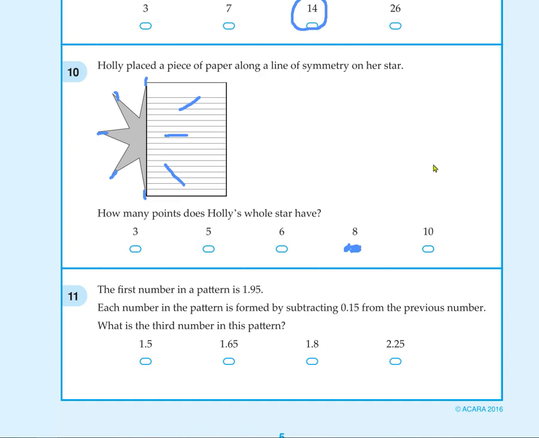Easy enough. First number in a pattern is 1.95. Each number is formed by subtracting 0.15 from the previous. What's the third number? Well, we take 0.15 once, we'll get 1.80, and we'll take another 0.15 from that, and you'll get 1.65. Just try to think of it without the decimal place, and then add it in afterwards. 195, take 15 is 180, take another 15, 165.